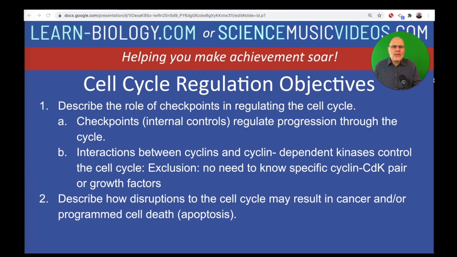Now, you don't have to really have specific cyclin-CDK pairs. I actually think it's hard to teach without teaching about cyclin, CDK, and MPF, and I'm going to demonstrate how to do that. But there probably won't be, on the AP exam at least, a specific question about that. And then you get into the really interesting stuff, which is describing how disruptions to the cell cycle can result in things like cancer and/or programmed cell death.